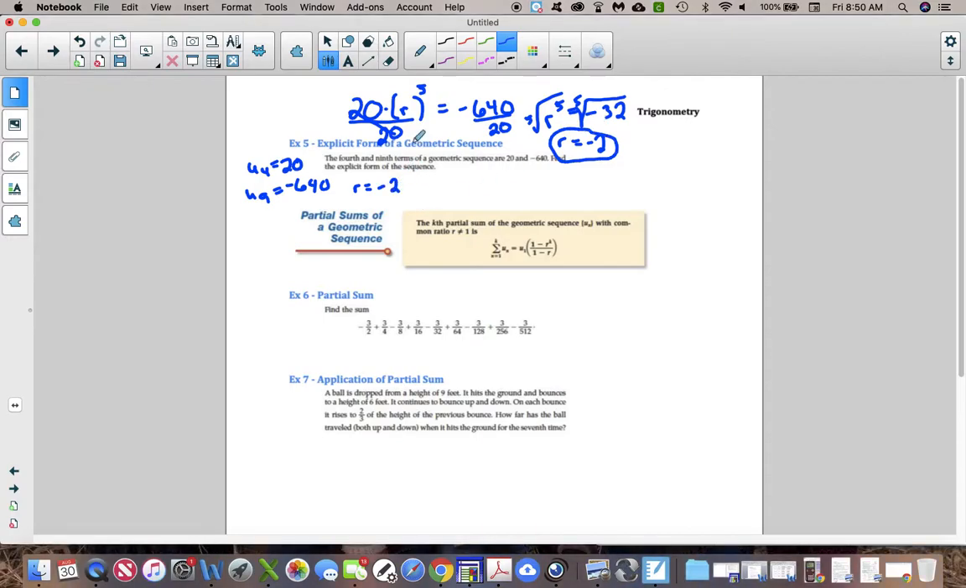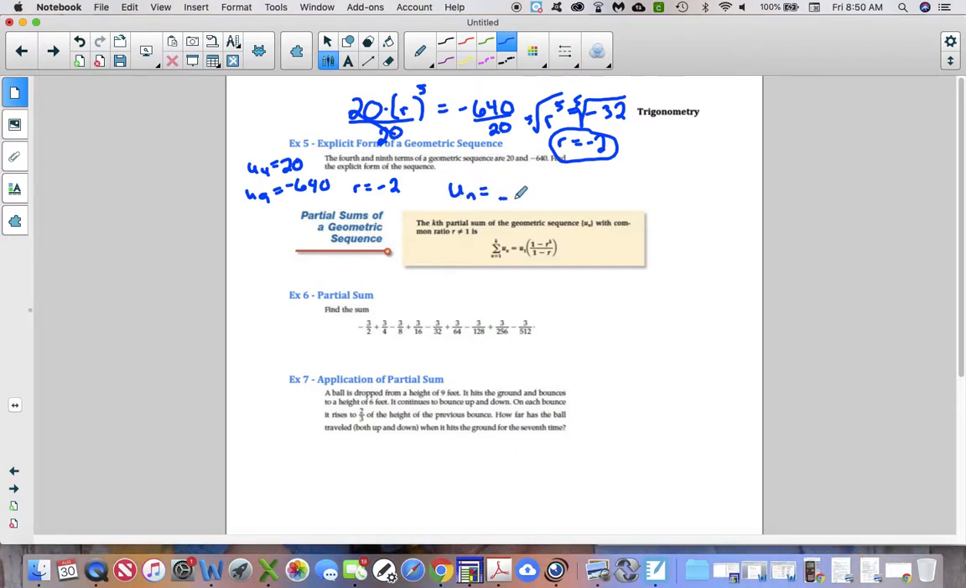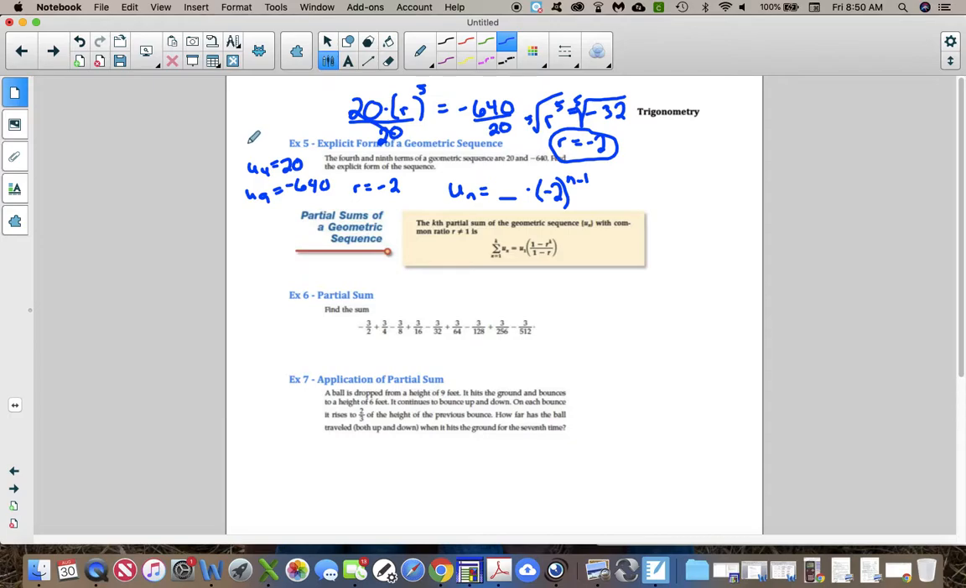Okay, and then what I have to do is write the explicit form. So I'm going to say u sub n equals, we have to figure out what u sub 1 is, times negative 2, that's where my r is, to the n minus 1 power. Okay, so we need to figure out what u sub 1 is. I knew u sub 4, but I don't know u sub 1. Let's see, it might be easiest to just backtrack here. And then I'll show you how you can shortcut this.